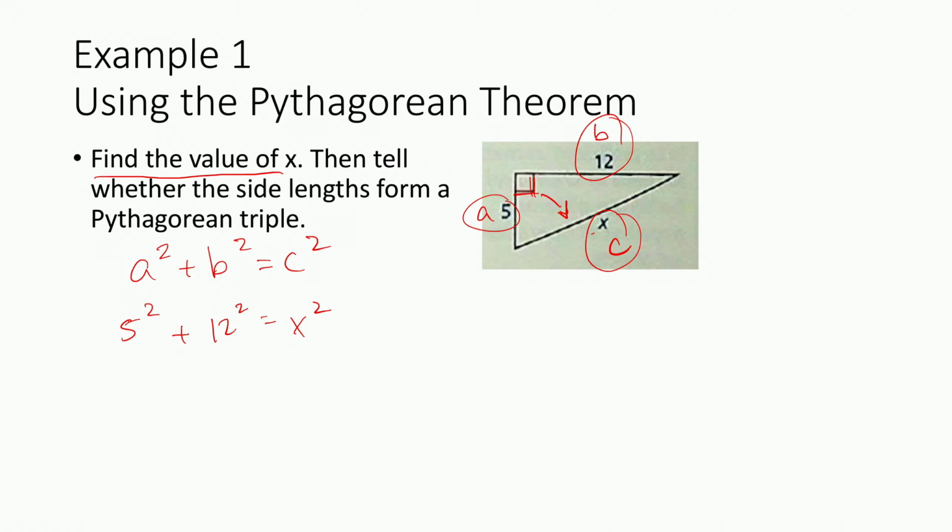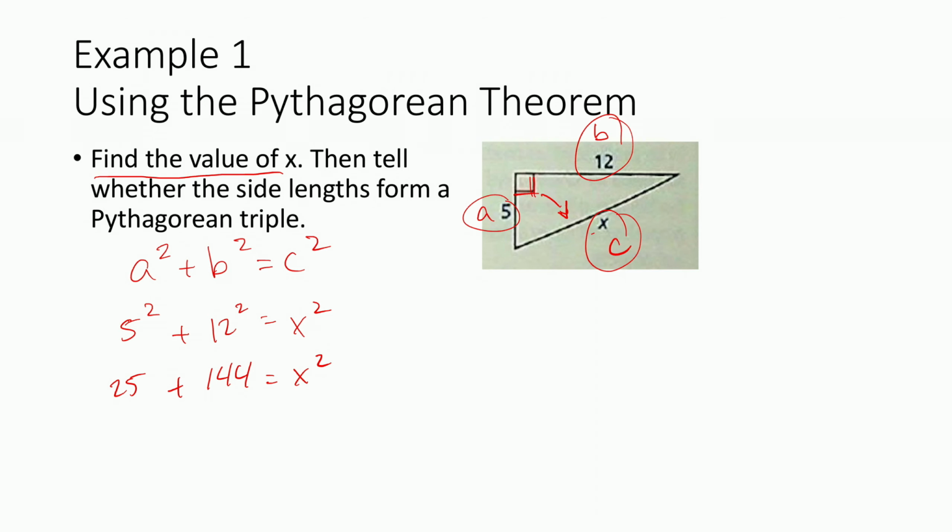Okay? All right, from here, we're just going to solve. We're just solving. We have 5 squared is 25, and 12 squared is like saying 12 times 12, or 144, equals x squared, right? Again, we need to combine like terms now. So we're going to add 25 and 144. So that's going to be, let's go ahead and use this over here.